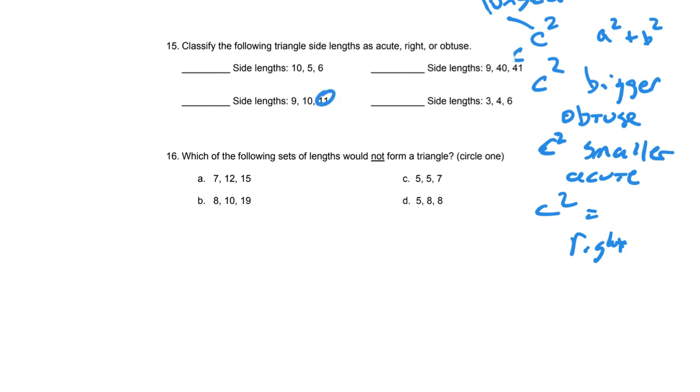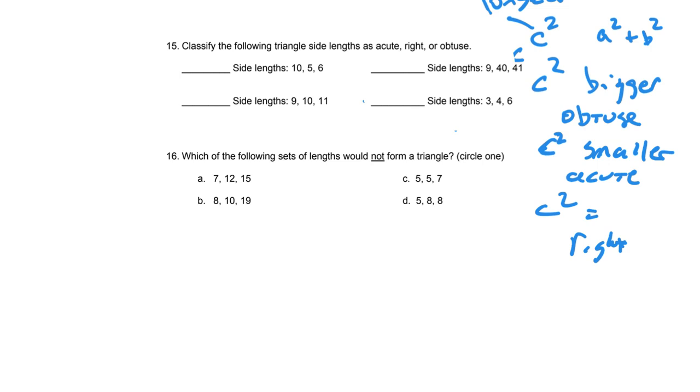Okay, C is 11. So 11 squared is equal to 121. And then I've got 9 squared, which is 81, plus 10 squared, which is 100. So this is 181. So this one's obtuse. All right. And then I've got 6 squared. So 6 squared is equal to 36. And then 3 squared is 9, plus 4 squared is 16. So that equals 25. So C squared is bigger. So that's another obtuse side.